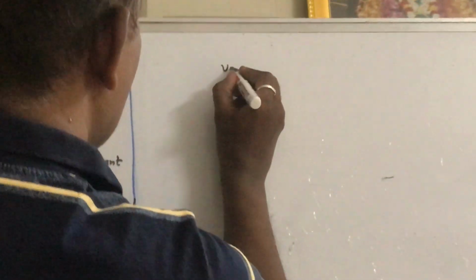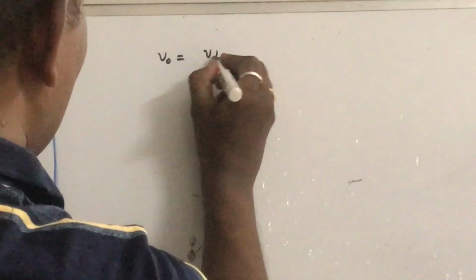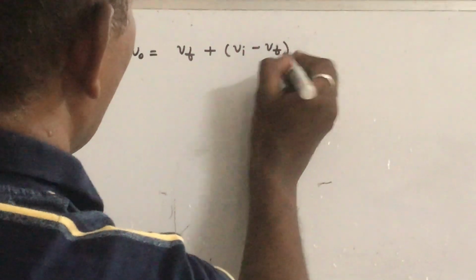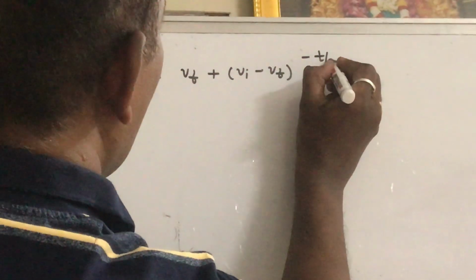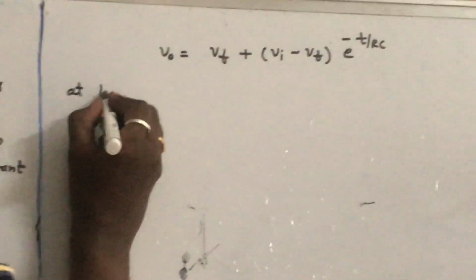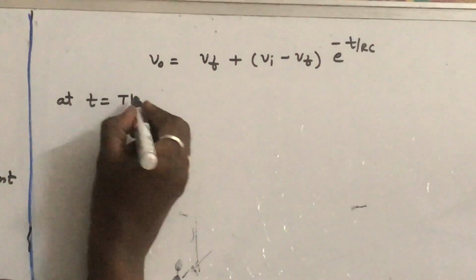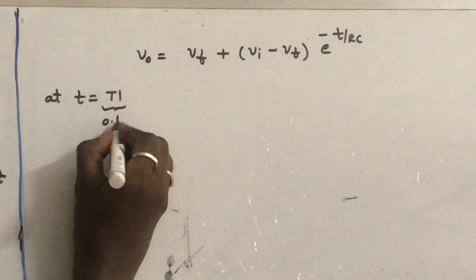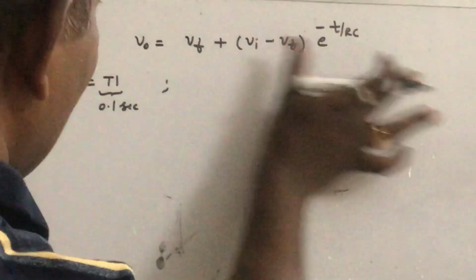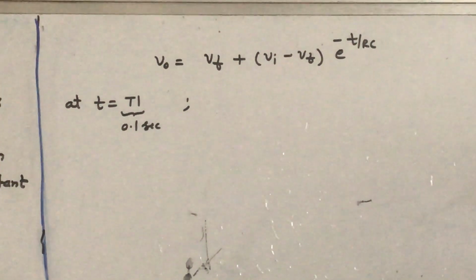So what is the equation I am rewriting here? V0 is equal to V final plus (Vi initial minus Vf) into e power minus T by RC. So at T is equal to T1, what is T1? 0.1 seconds. Let us write these two equations, which are very, very important, and how to write them.